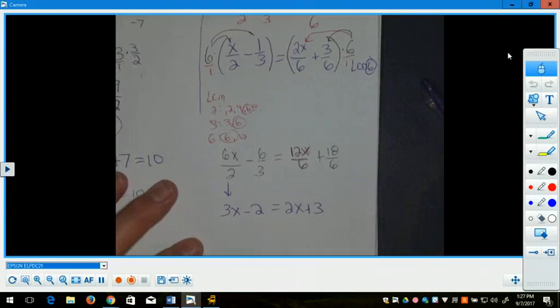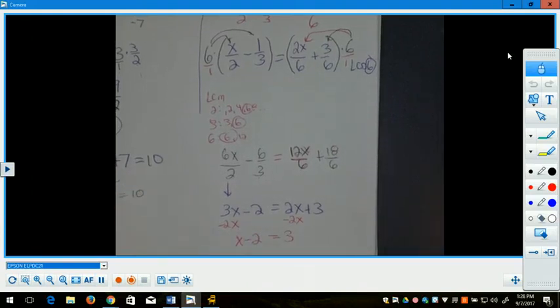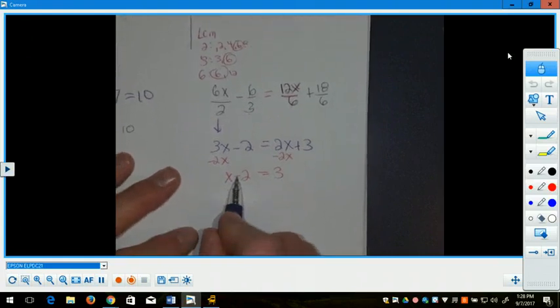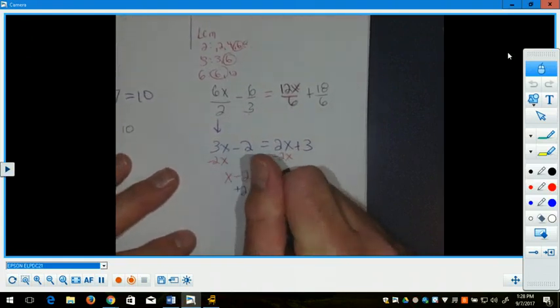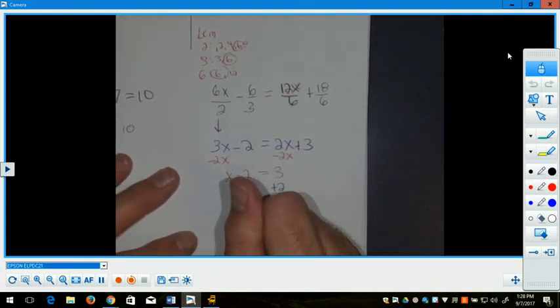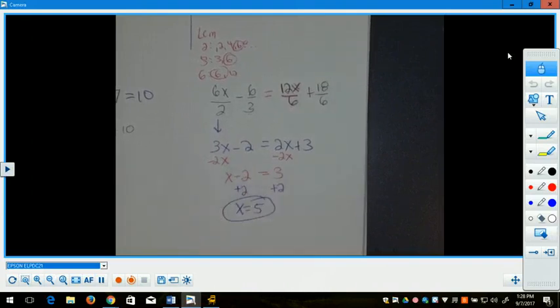So now it's a matter of getting your variable to one side. Subtract 2x from both to get that. I have x minus 2 equals 3. And then undoing the operations around x, undoing addition and subtraction first, using inverse operations. The inverse operation of subtraction of 2 is adding 2 to both sides. We have x equals 5.